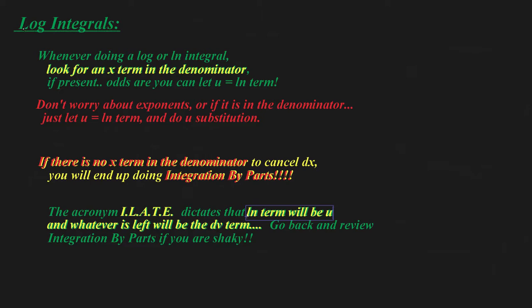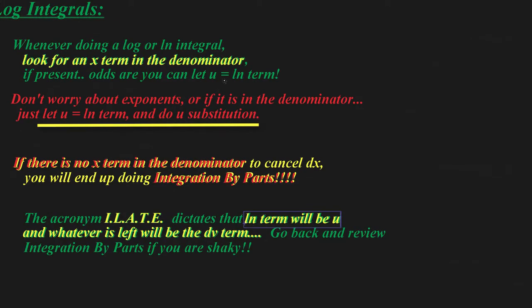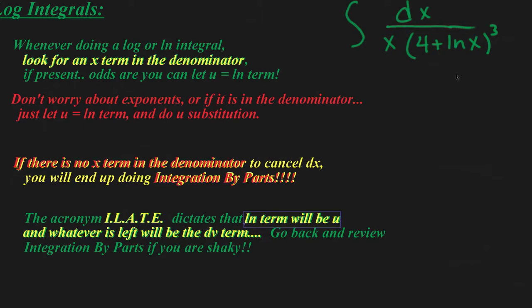Today we're going to be looking at the concept of log integrals. How do you approach a log integral? Well, whenever we're doing a log and we see an x in the denominator, odds are you're going to do u substitution by letting u equal the ln term. Why is that? Because if you remember, the derivative of an ln term is 1 over x. So if we have ln, look for x in the denominator that's multiplied times everything else, then we can probably do u sub.